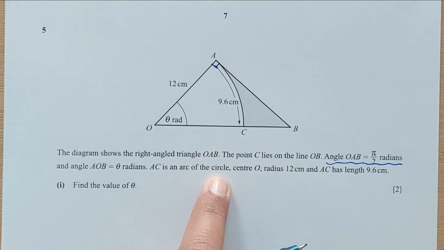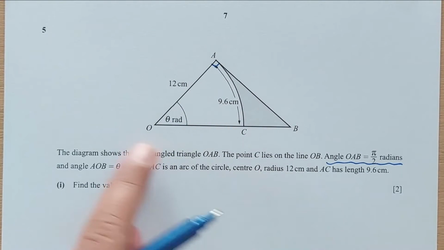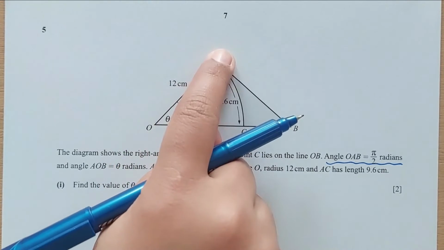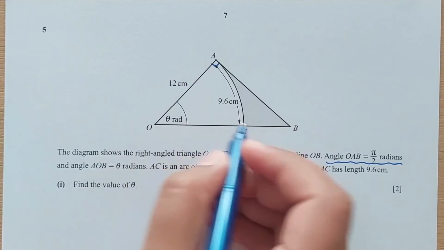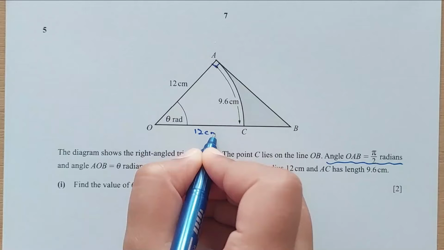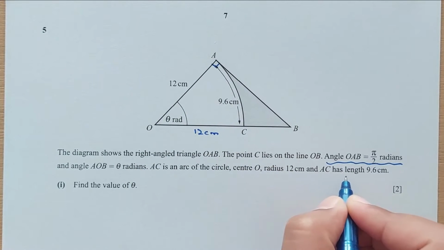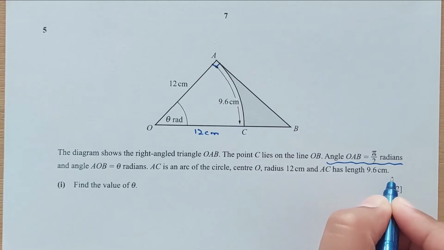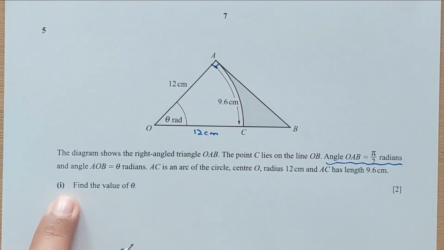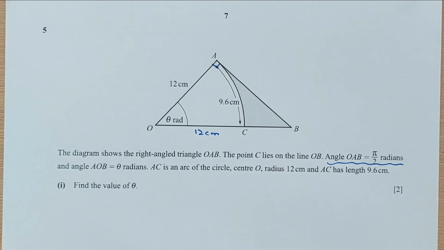AC is the arc of a circle, center O, radius is 12. OA is 12, OC is also 12, O to C is 12 centimeters. And AC has length 9.6 centimeters. So arc length we have given. Now for part 1, find the value of theta.